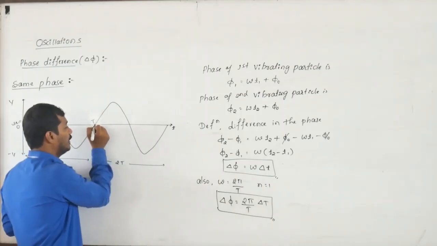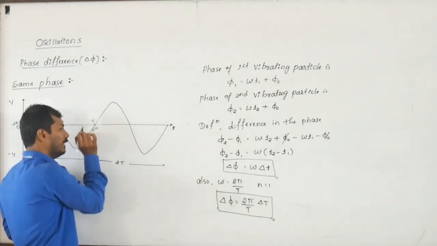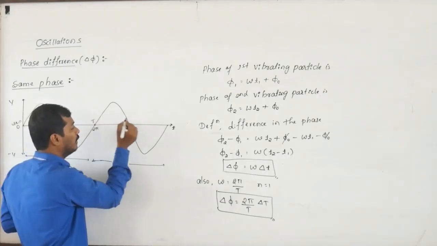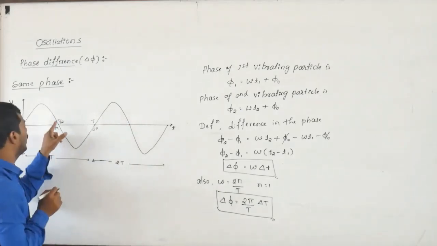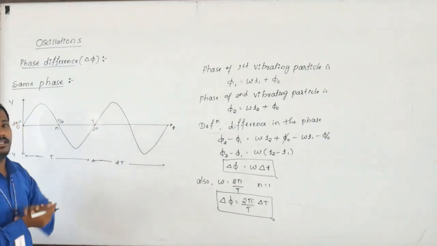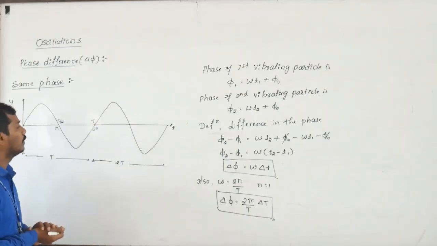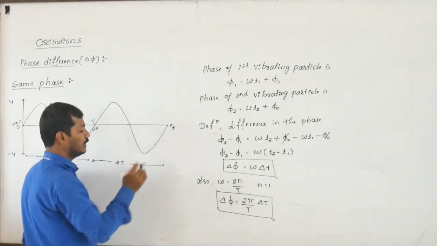Here, consider this as T. Next, here it is T by 2, then 3T by 2. Next, the last one is 2T.